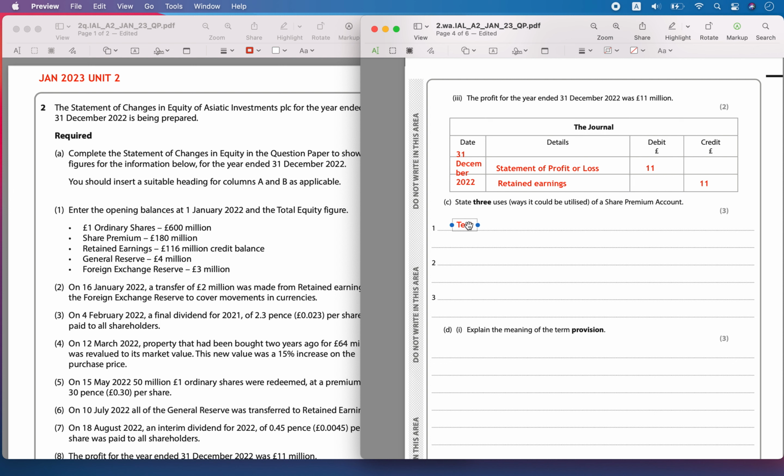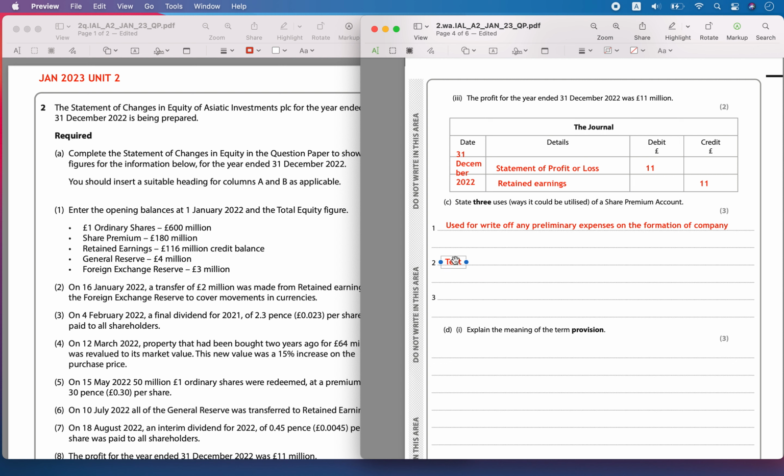You can use it in three ways. The first way is, it could write off any preliminary expenses on the formation of a company or a share issue. So I can write off any expenses using this share premium.